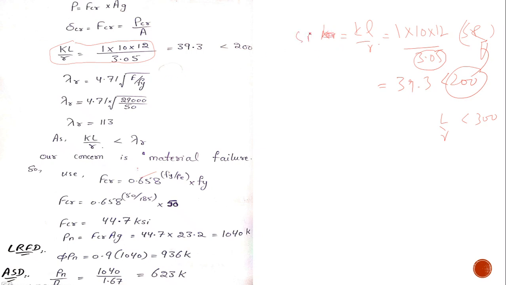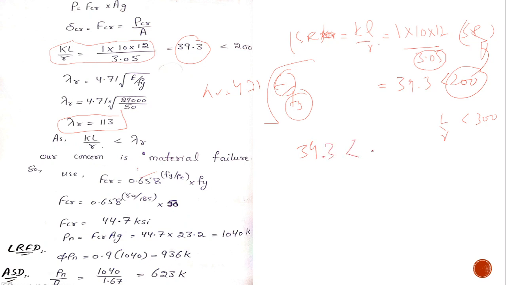So next, lambda R value is equal to 4.71 square root of E by Fy. Fy is 50, E is 29,000, and my lambda R value is 113. It means my KL by R value, 39.3, is less than 113. Remember, this is lambda R, and this is KL by R.